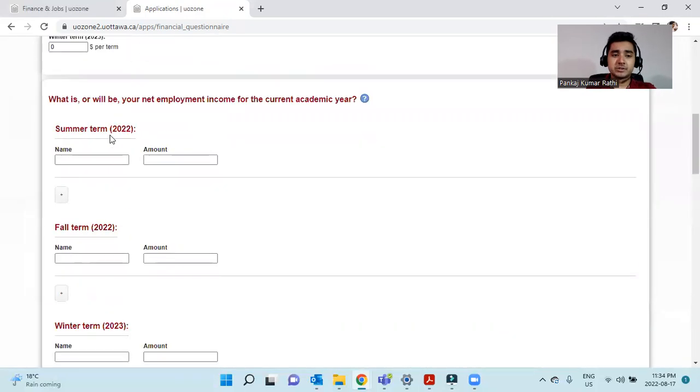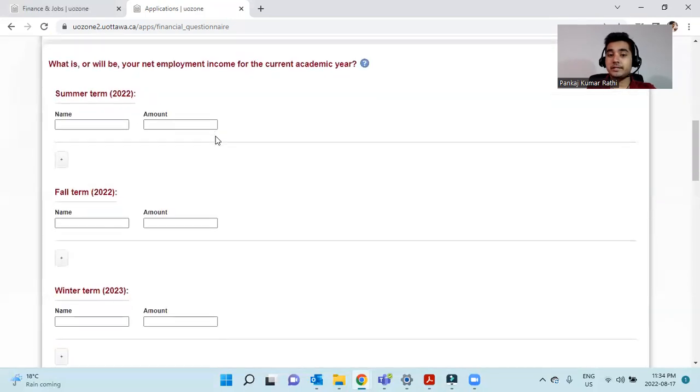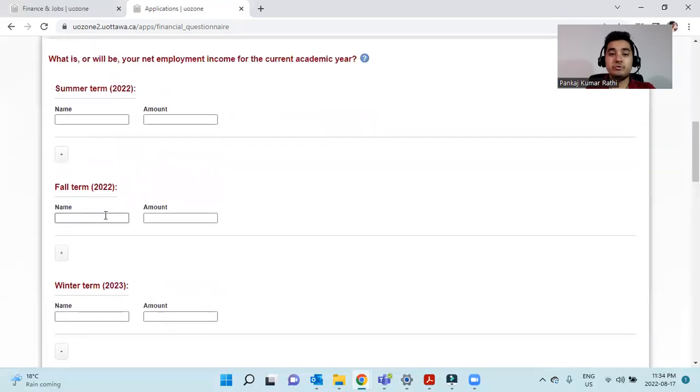So basically this question is, what is or will be your net employment income for the current academic year? Currently, we don't know anything, so we can mention it as NA, 0, NA, 0, NA, 0. But if you have got the TA or charter positions, and you know that your employment income is going to be so and so, mention the name as TA and the amount as whatever dollars, as it will be mentioned in your contract.